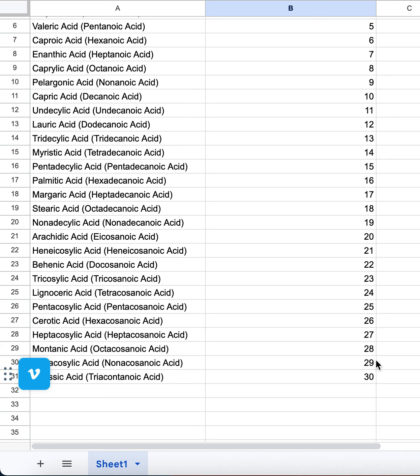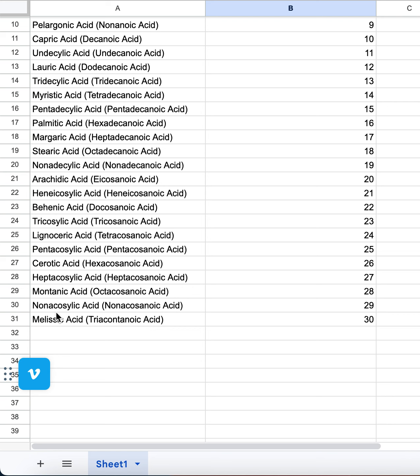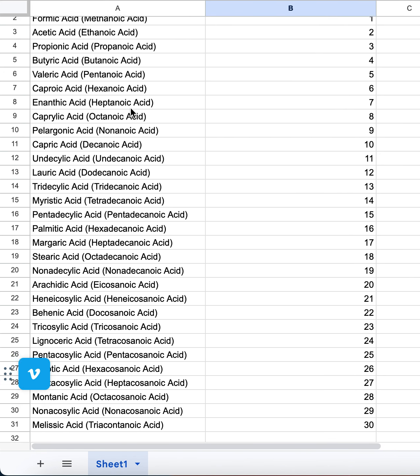Montanic acid, 28. And we have nonacosylic acid, 29. Melissic acid, it's 30. So all these are the names of the fatty acids, just to memorize them.